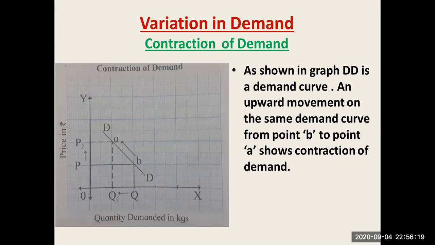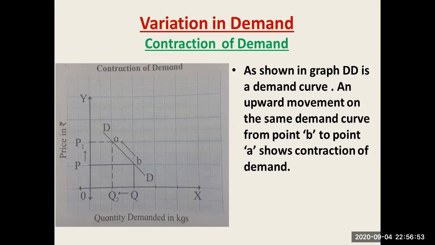But the main thing is this graph shows that the demand curve slopes downward from left to right, with an upward movement on the same demand curve. The main thing is, if the price falls, your demand will rise. But in the contraction of demand, we just discussed the fall in demand due to a rise in price. It means that if the price rises, you will not purchase those extra units of that commodity.